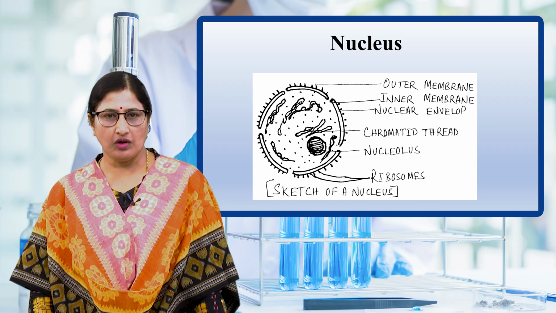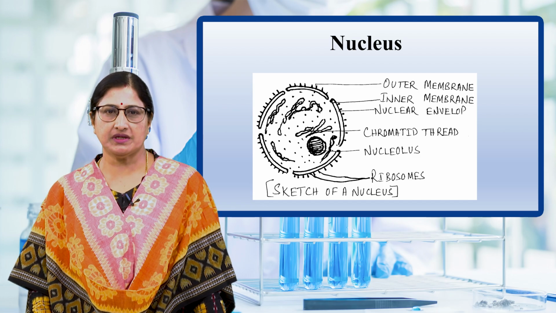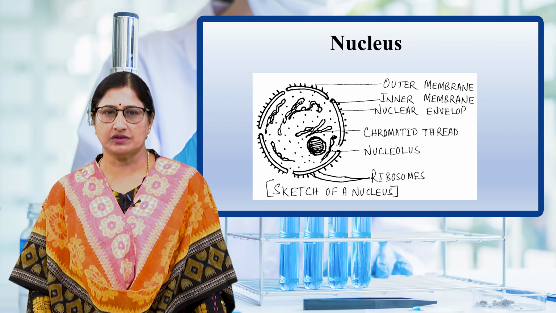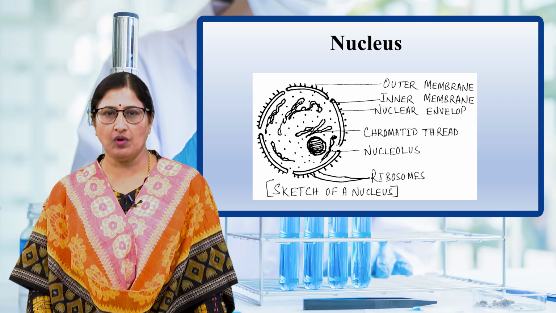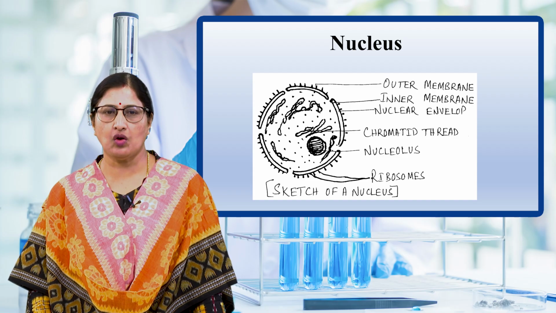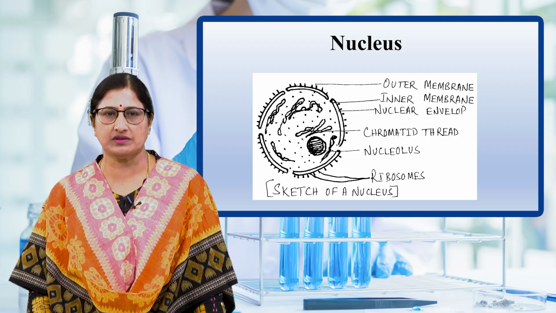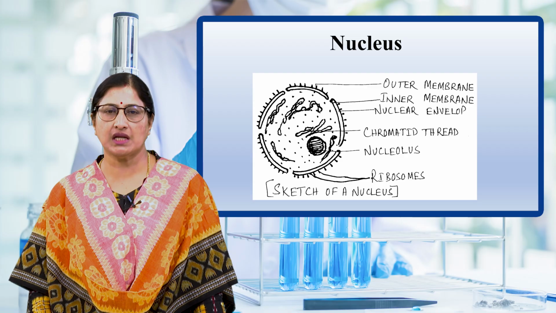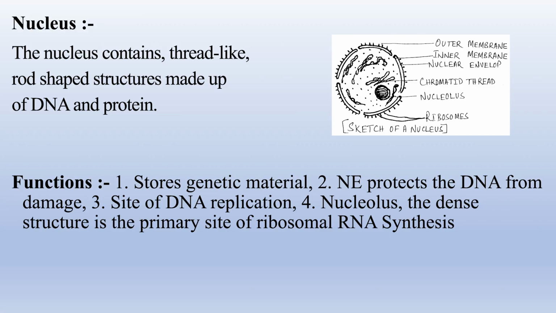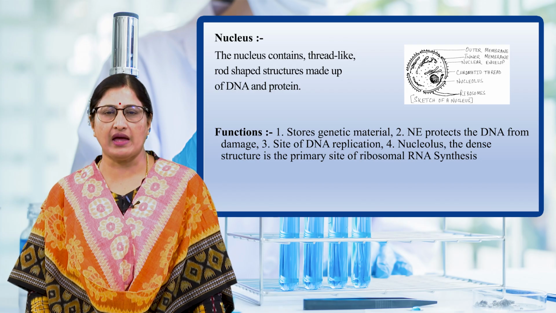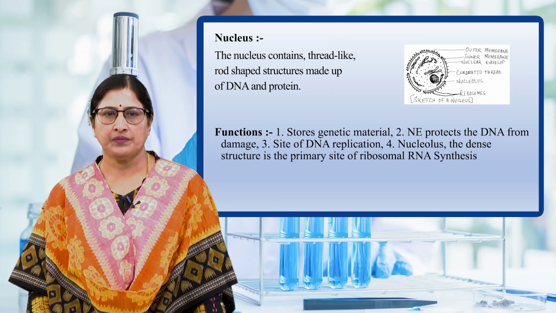A membrane-bound organelle that contains the genetic material of the cell is the nucleus. The nucleus has a double-layered covering called nuclear envelope or nuclear membrane. The nuclear membrane has pores which are called nuclear pores and that regulate the movement of molecules between the nucleus and the cytoplasm. The nucleus contains thread-like rod-shaped structures made up of DNA and proteins. These are responsible for carrying the genetic material.